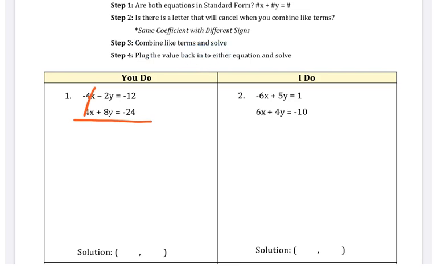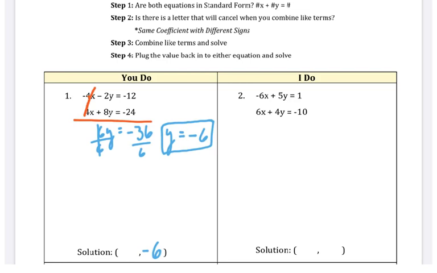Now combine like terms and solve. Negative 2 plus 8 is positive 6y. You can use your phone calculator if you need to. Negative 12 minus 24 is negative 36. Then to get y by itself, you divide both sides by 6. So my y value is negative 36 divided by 6, which is negative 6. That means the second number in the ordered pair is going to be a negative 6.